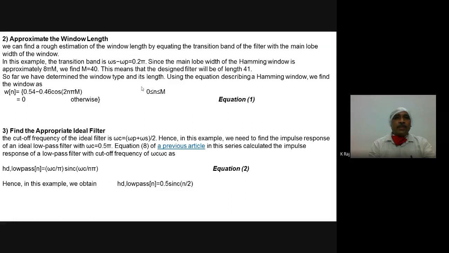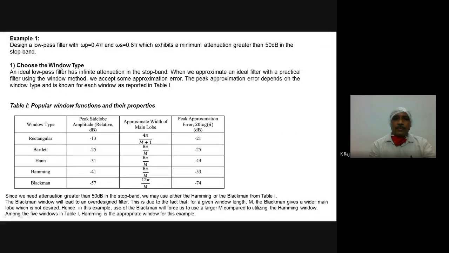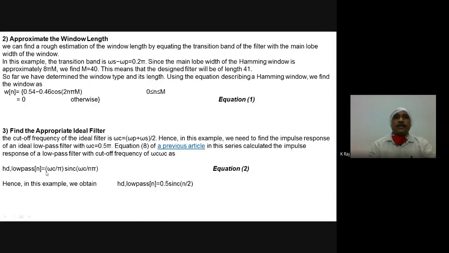So what we have done here is that first we have selected the window. And how have we selected the window? With the clue given here, that the attenuation must be at least 50 dB in the stop band. Now we have the option of two windows and we have selected the Hamming because it is better than the Blackman in terms of performance here. After selecting the type of window, now we have to select the length of the window. For the length, we used the main lobe width, that is 8 pi by M, and from this we derived that M must be 40.